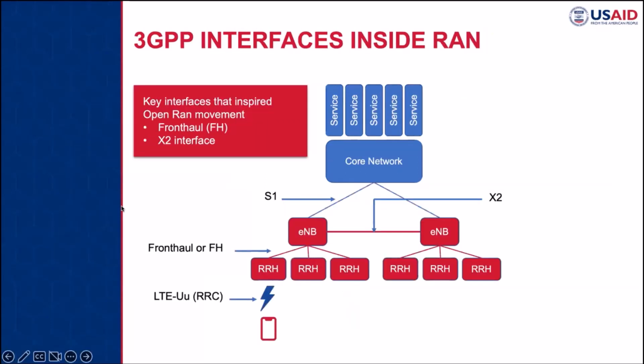Okay, and then the 3GPP interfaces inside the RAN, we have the fronthaul interface connecting the node to the remote radio head or remote radio unit. And then the X2 interface connects the eNodeBs. Earlier I mentioned this. This X2 interface allows the different nodes in 4G RAN to talk to each other. But the challenge here is that the X2 interface is often proprietary. The X2 interface is dependent on the implementation of the vendors.